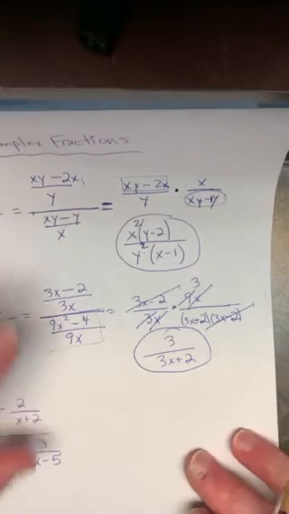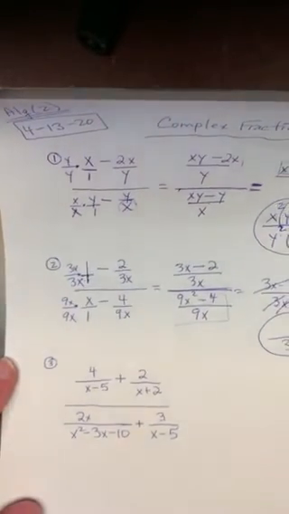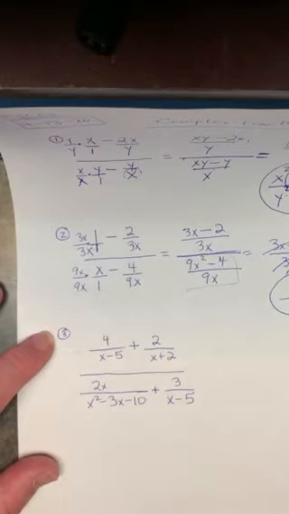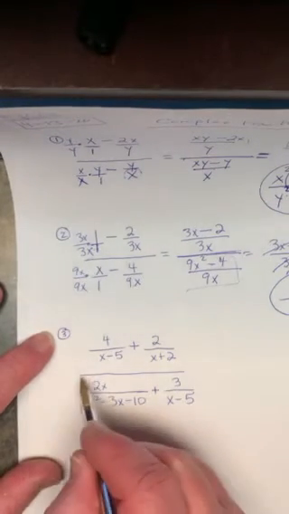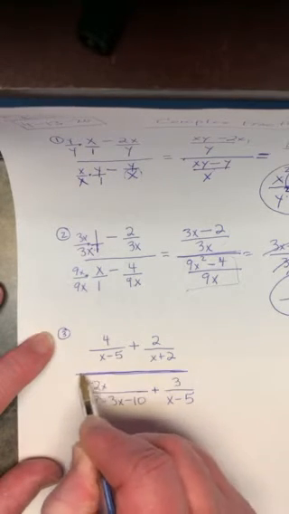Finally, the last problem of this long chapter on rational expressions and fractions, equations, etc. Number 3 here. It's not as bad as it looks. Stay with me. My fraction bar, everybody notice, is right here in the middle. Agreed?